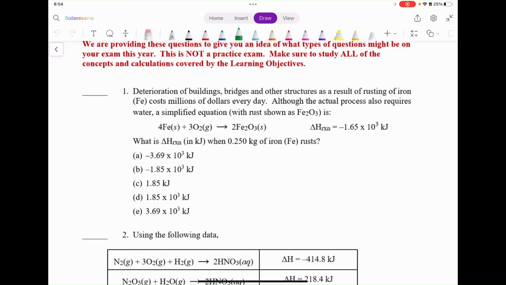Problem 1. Deterioration of buildings, bridges, and other structures as a result of rusting of iron costs millions of dollars every day. Although the actual process requires water, a simplified equation is shown below, and rust is the product. They want to know delta H of reaction in kilojoules when 0.25 kilograms of iron rusts.